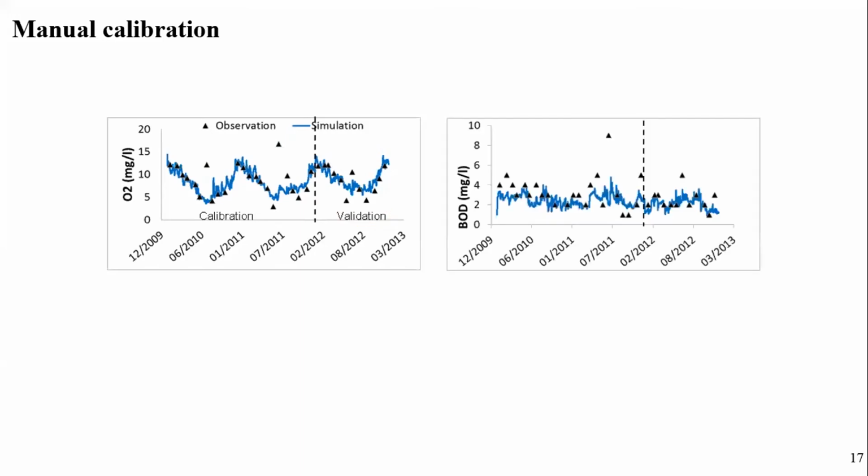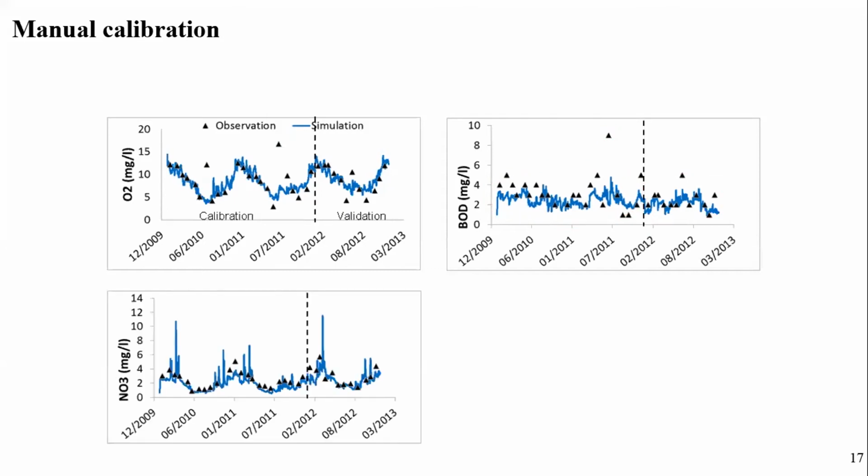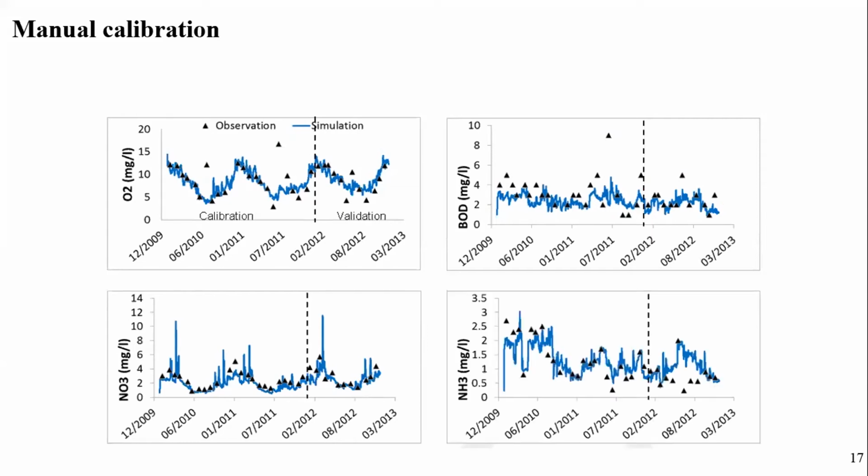This figure shows the result for BOD. We see that the trend is simulated acceptably and satisfactorily during the calibration and validation period. The result for nitrate is almost perfect, and the trend is simulated very well. For ammonia, during the calibration, we have an acceptable result, but for the validation it is not acceptable.